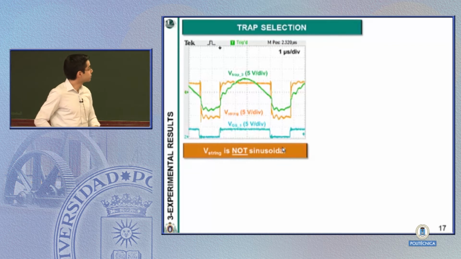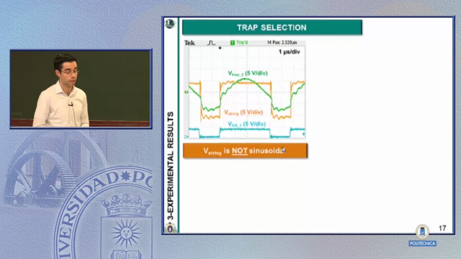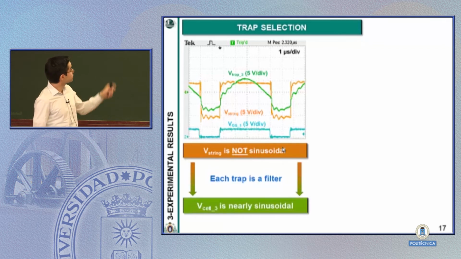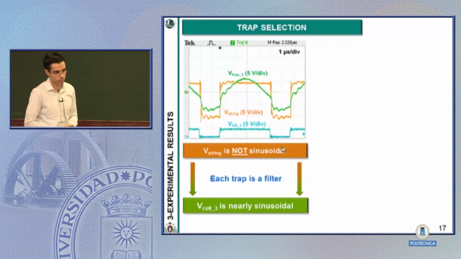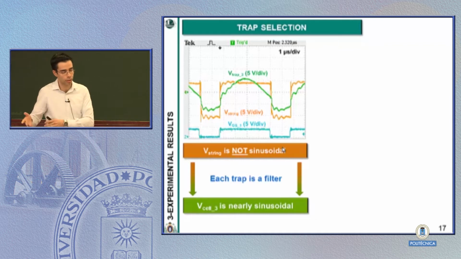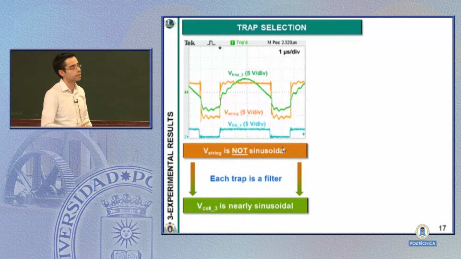And it's true, the orange waveform is not sinusoidal, because, as I have said, I don't have an output filter in the half-bridge converter. But actually, each trap is a filter. I have n filters. So in the end, as you can see, the voltage that trap 3 is withstanding is nearly or close to a sinusoidal voltage. So all the mathematical development that we have carried out is valid, okay? And all the assumptions that we have made are also valid.